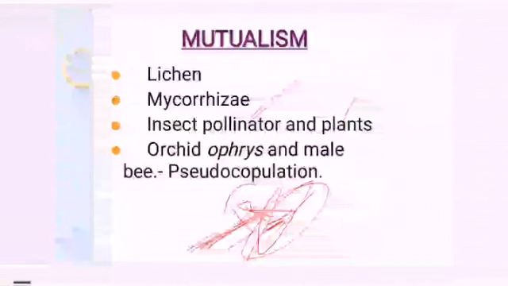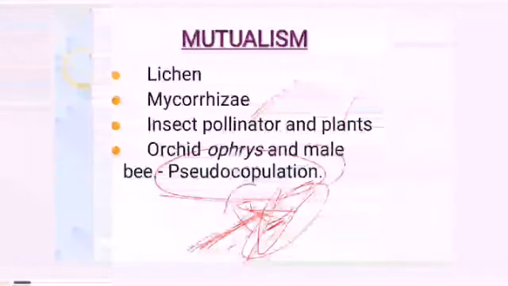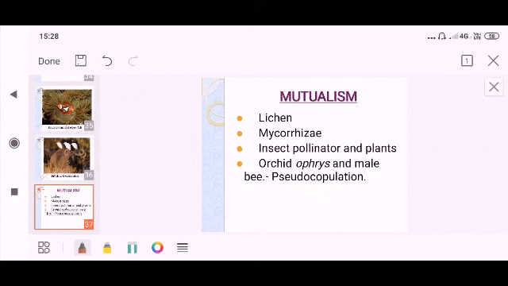Mutualism. Okay. And one of the things which has been discussed over here is pseudocopulation, a very important topic. Okay. So what is pseudocopulation? You see this one. So the next mutualism we are going to discuss is between the orchid, the orris, and the male bee. Okay, between them a phenomenon is taking place. We call it as what? Pseudocopulation.